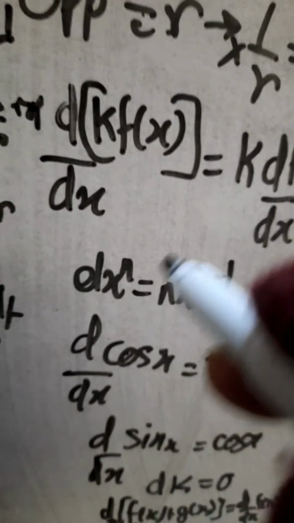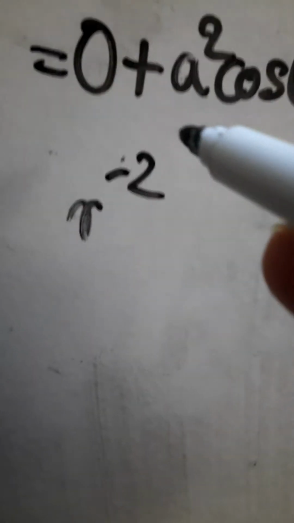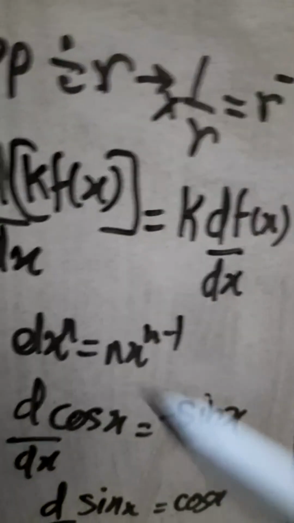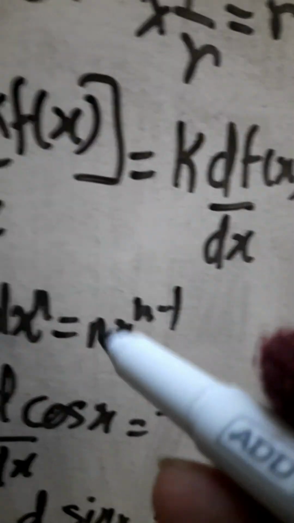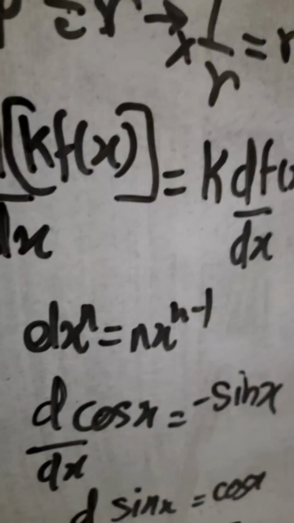Now what would happen is r raised to minus 2, right? Take the derivative. The derivative of x raised to n is n x raised to n minus 1. Here the power is minus 2, so n is minus 2. So we have to operate with n here, like n x raised to n minus 1. Here we have to operate with minus 2. We take this power n as a coefficient and reduce the power by 1.